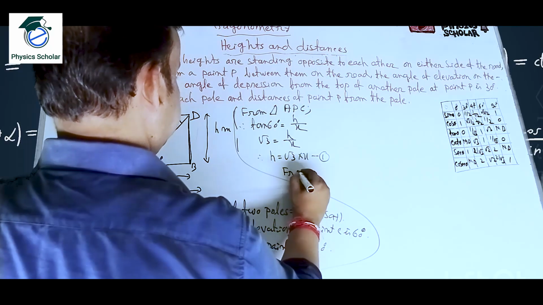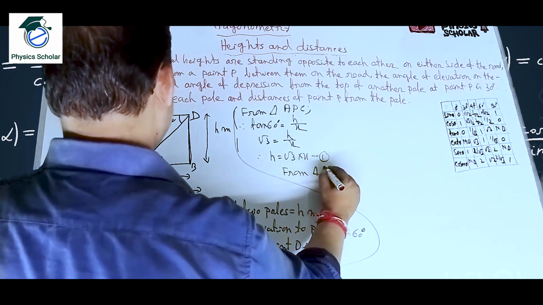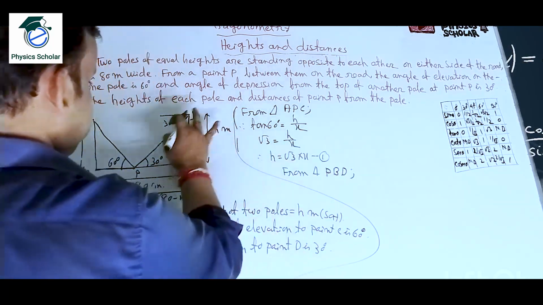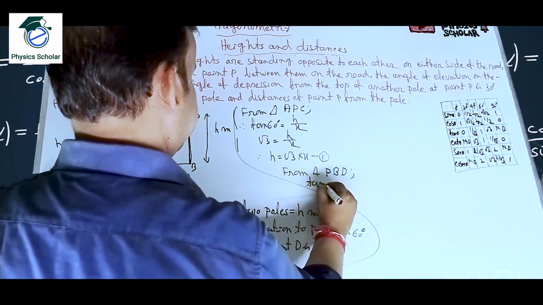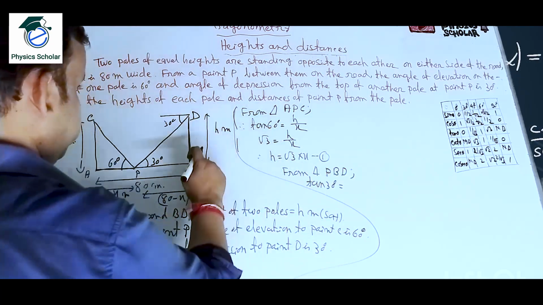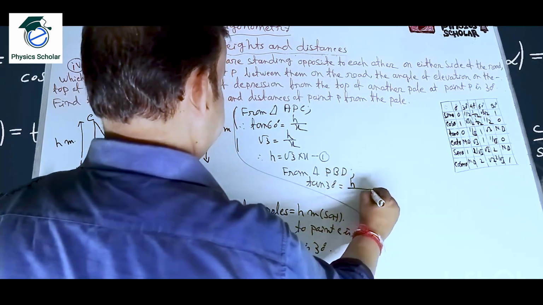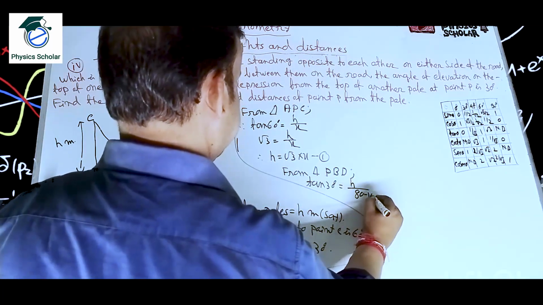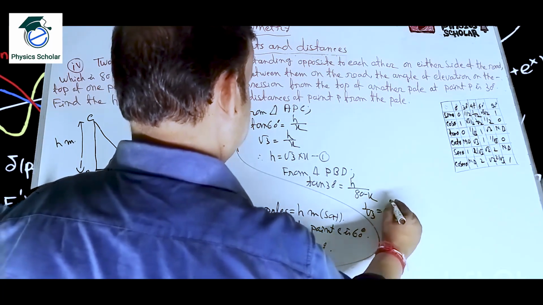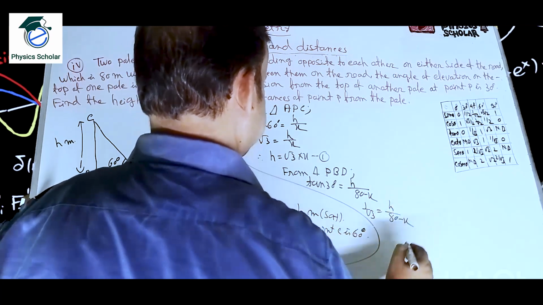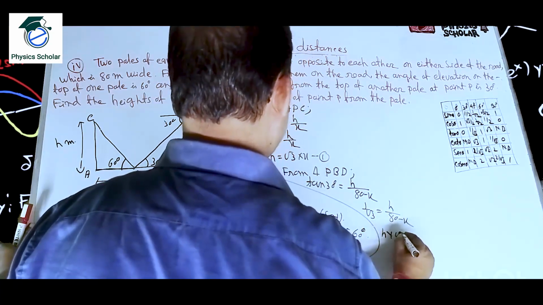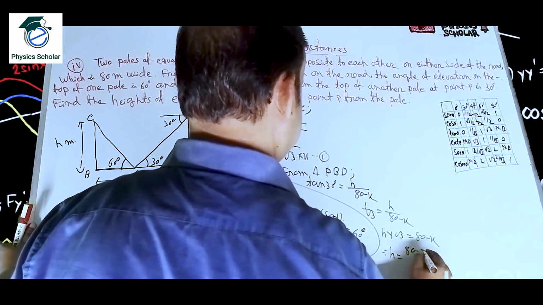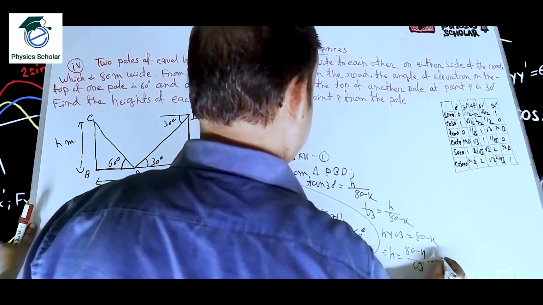Okay? From triangle PBD, this triangle, what do we know? Tan 30 degrees is equal to h, this one is also h, divided by this one, 80 minus x. So 1 by root 3 is equal to h by 80 minus x. Okay? So h into root 3 is equal to 80 minus x. Therefore h is equal to 80 minus x by root 3. It is equation number 2.